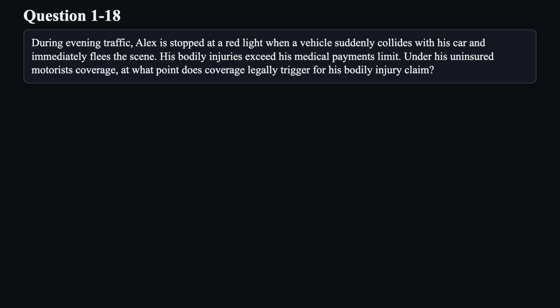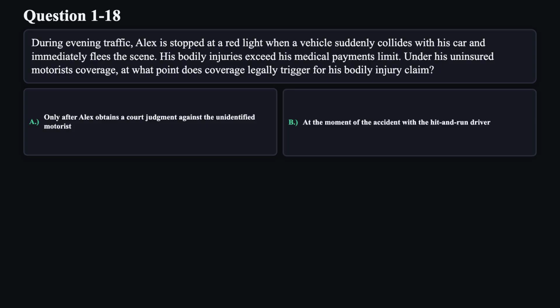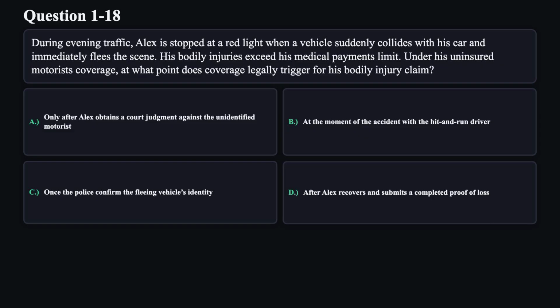Question 18. During evening traffic, Alex is stopped at a red light when a vehicle suddenly collides with his car and immediately flees the scene. His bodily injuries exceed his medical payments limit. Under his uninsured motorist coverage, at what point does coverage legally trigger for his bodily injury claim? A. Only after Alex obtains a court judgment against the unidentified motorist. B. At the moment of the accident with the hit-and-run driver. C. Once the police confirm the fleeing vehicle's identity. D. After Alex recovers and submits a completed proof of loss.